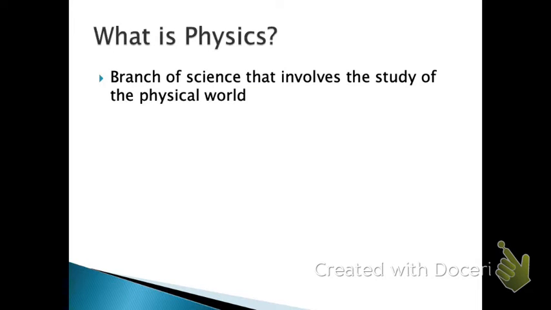Physics is the branch of science, obviously, that studies the physical world. So tell me, what's the opposite of a physical science? There's two branches of science, physical science and life science. Good. Physical sciences include chemistry, physics, astronomy, and geology probably. Physical science is non-living things.